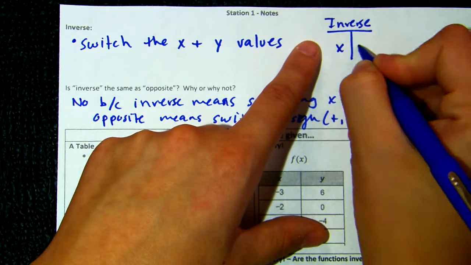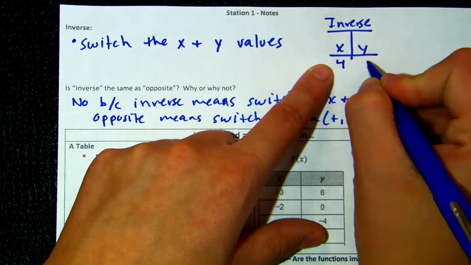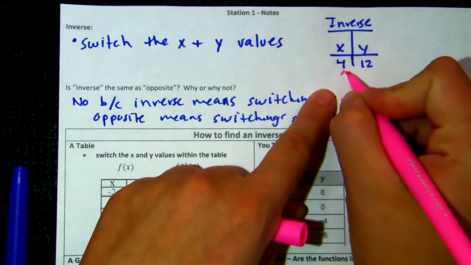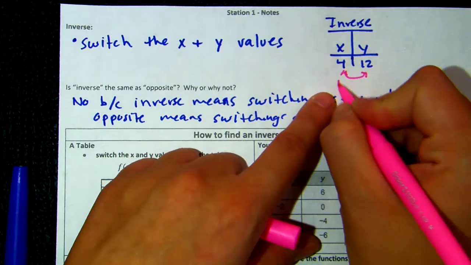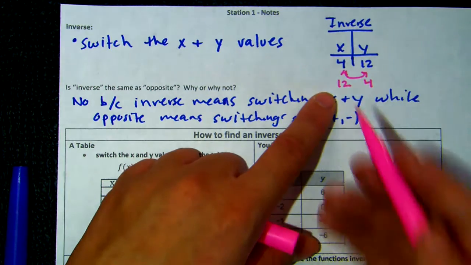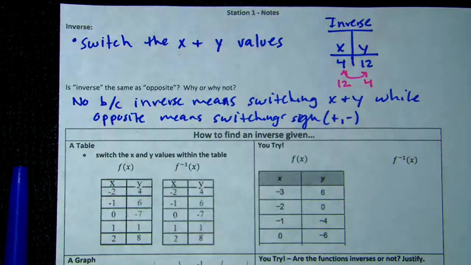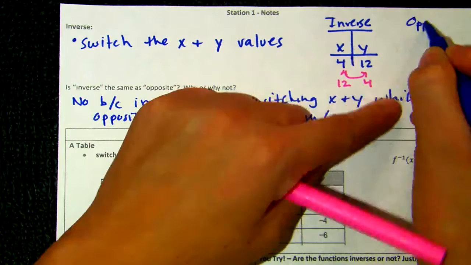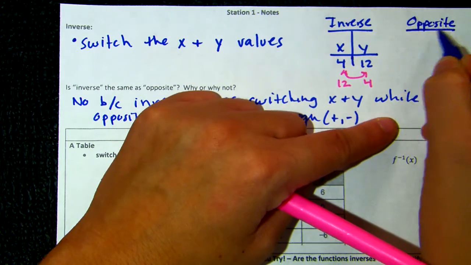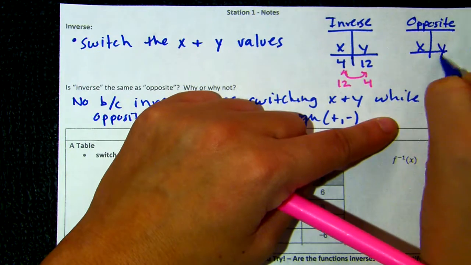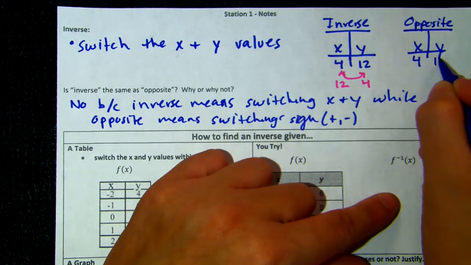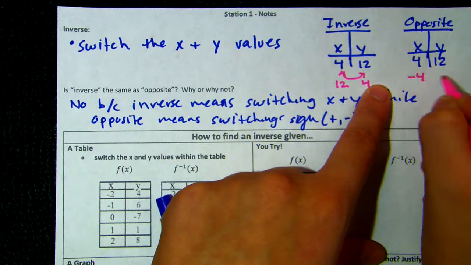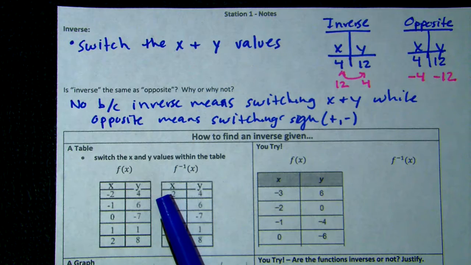So for example, here is an inverse. If I had x and then y, say it was 4 and then 12, the inverse of that point would be they switch sides. So it becomes 12 and then 4. The x value becomes 12, the y value becomes 4. Opposite, on the other hand, would be if those switched signs. So if I had positive 4 and positive 12, the opposite of that would be negative 4, negative 12.